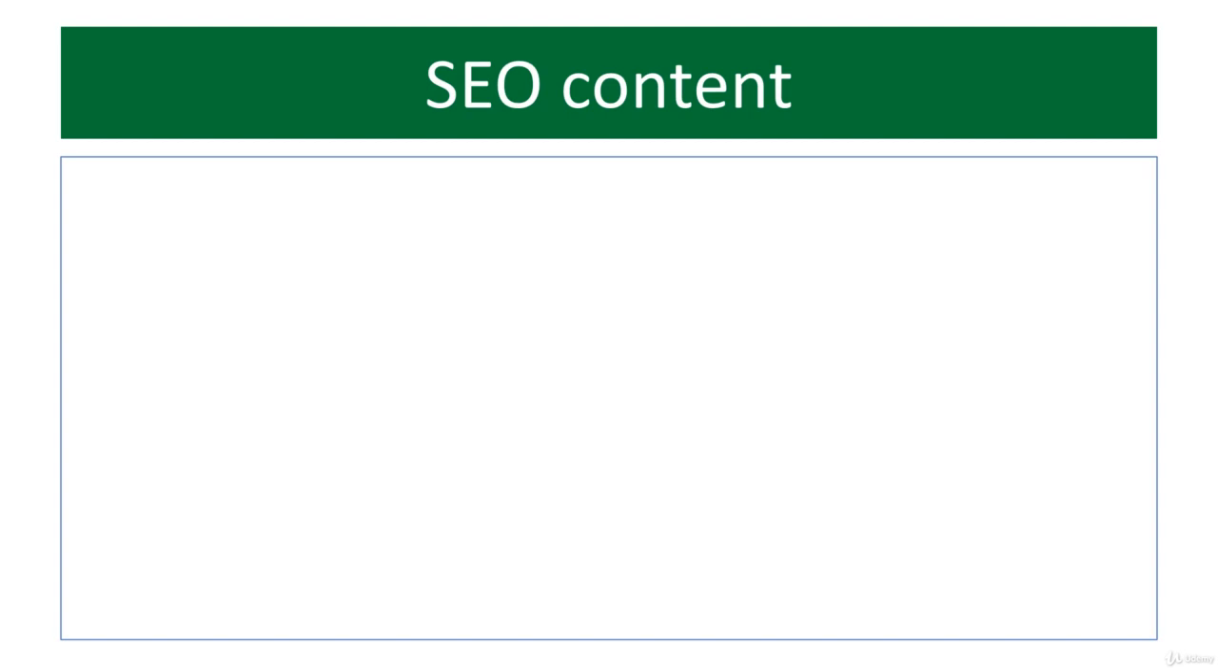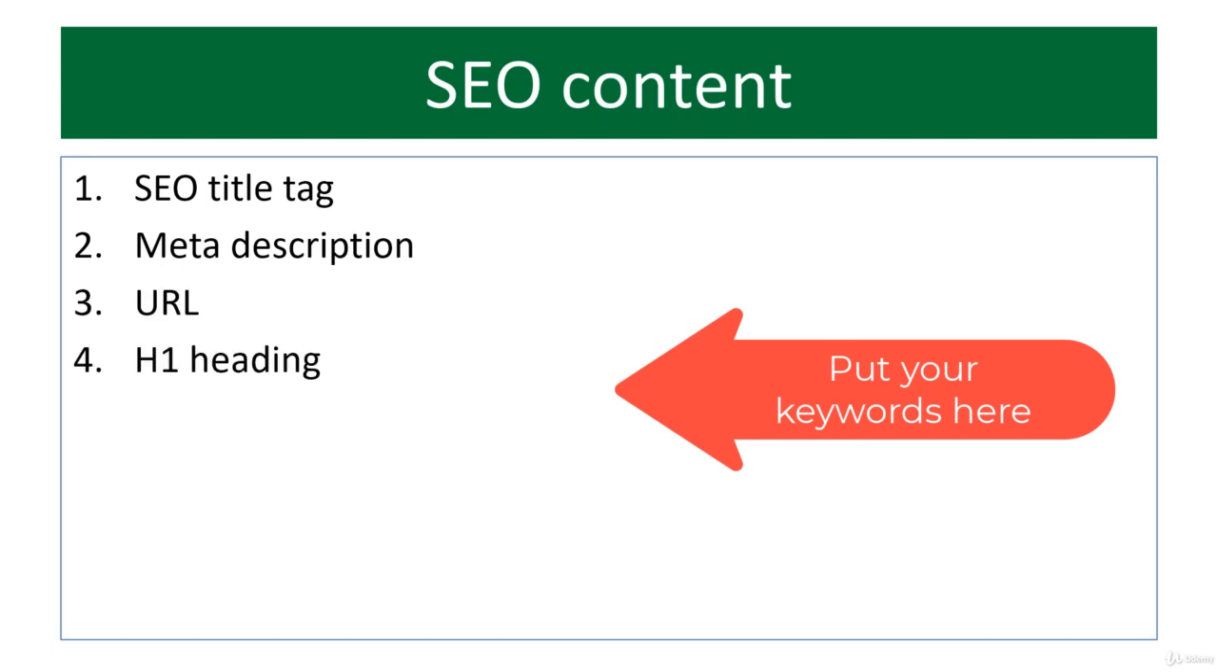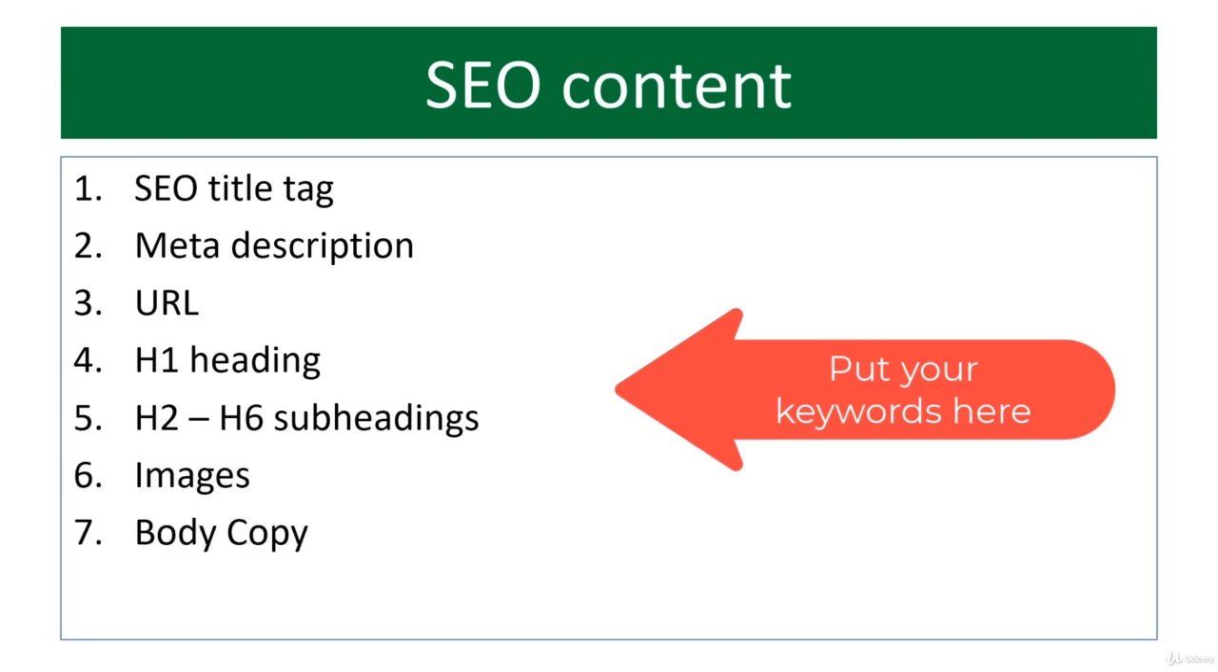So to summarize, these are the places where you can include your keywords: the SEO title tag, the meta description, the URL, the H1 heading, subheadings H2 to H6, images, and the body copy. There are quite a few things to keep in mind when you see this list.